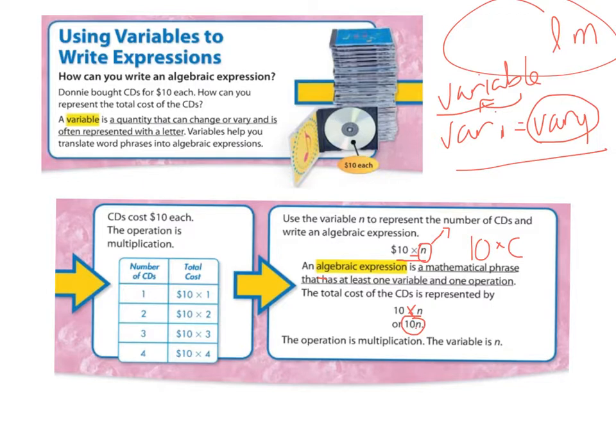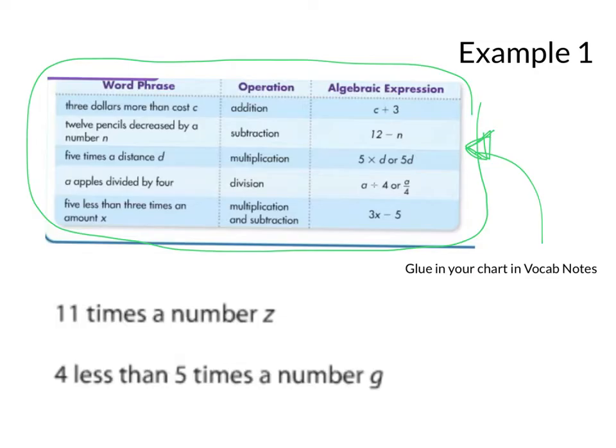I want you to look very closely at this and notice how an expression does not have an equal sign. It's just 10n. That's an algebraic expression, and they wanted you to write one to represent how Donna bought CDs for 10 each. All right, let's go to the next example. This problem. All right, example 1. I know that means that this needs to be written.